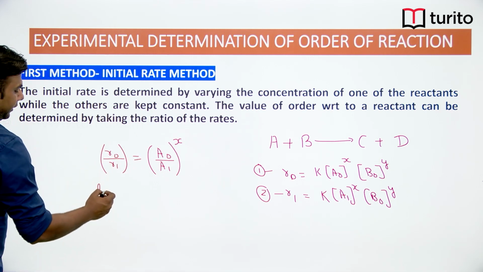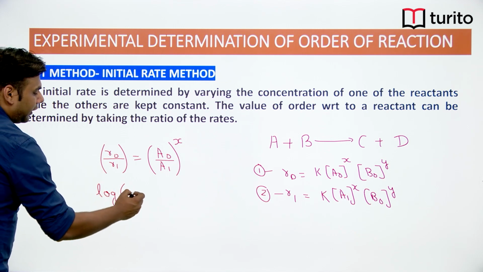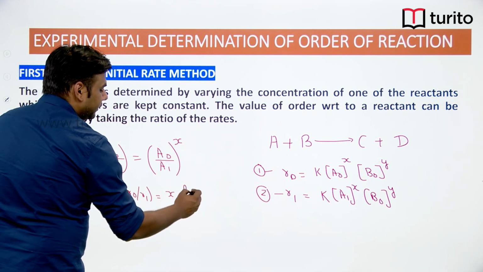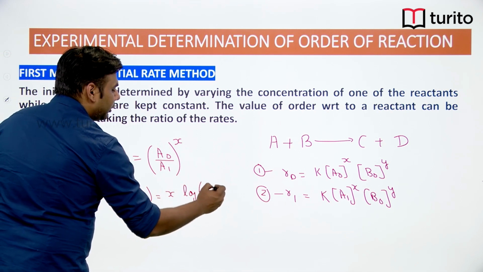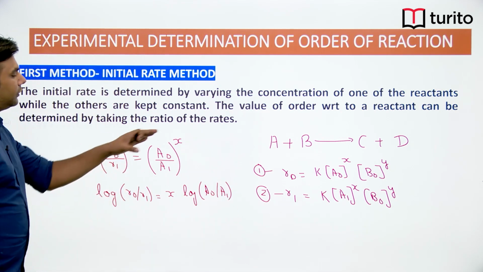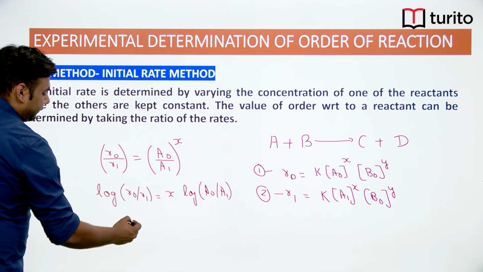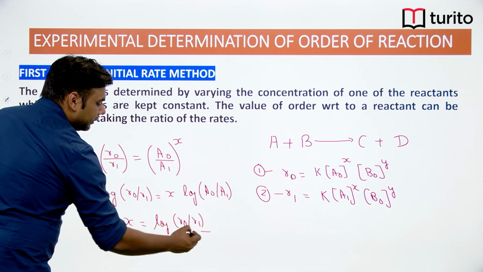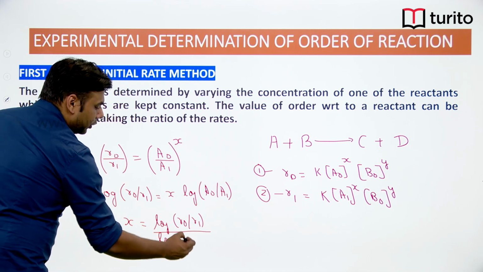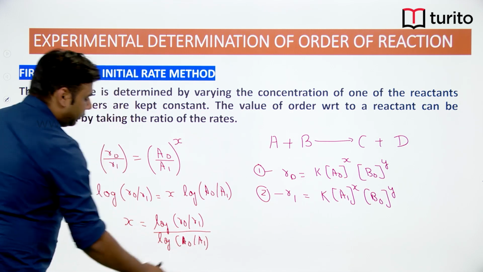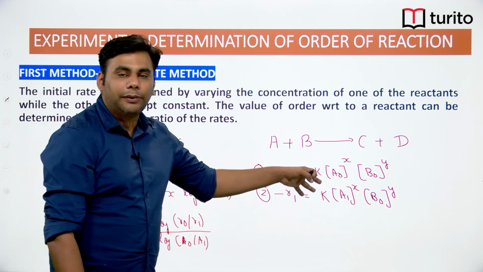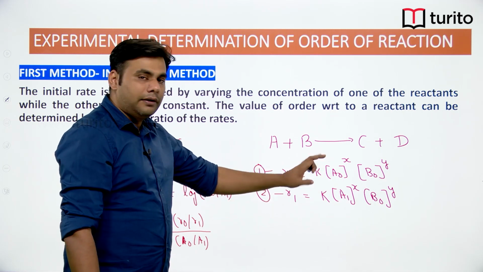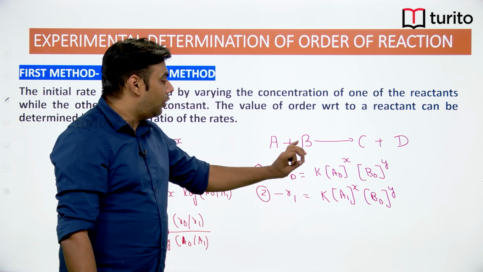Suppose we take log over here. So this will be log of R naught upon R1, equal to x into log of A naught upon A1. If we take log, x we can take out. So x will come out to be log of R naught upon R1 divided by log of A naught upon A1. This is how we experimentally find the order with respect to reactant A. Now suppose we want to find out the order with respect to B.